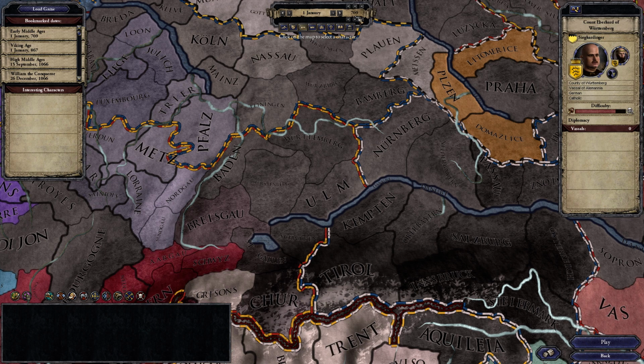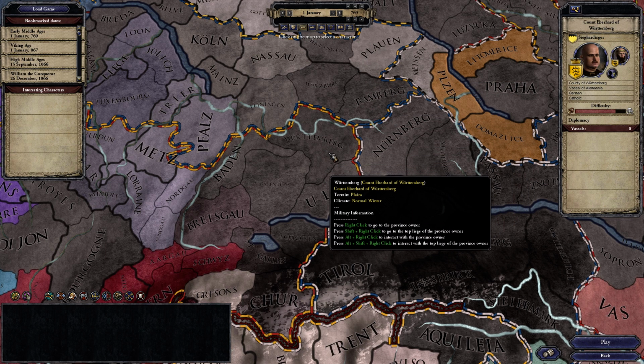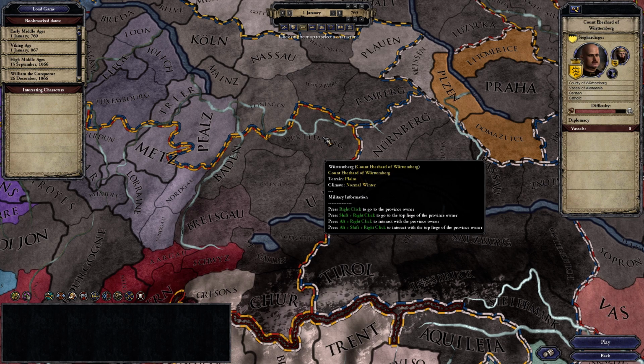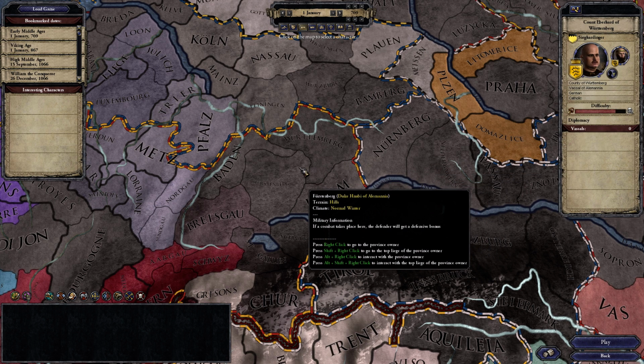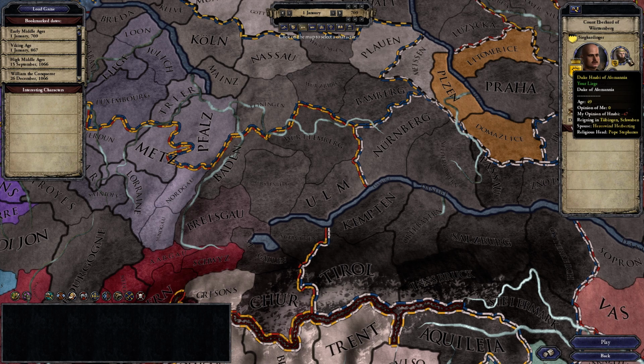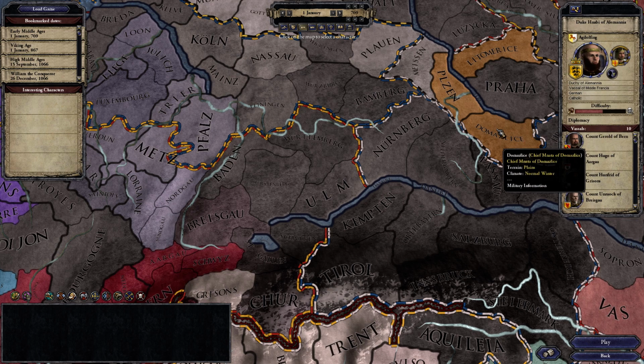In this start date, 769, Württemberg is ruled by the Count of Württemberg, which is Count Eberhard. Ooh, nice hair. And his direct liege, his superior, is the Duke of Alemannia. So the Duchy of Alemannia.